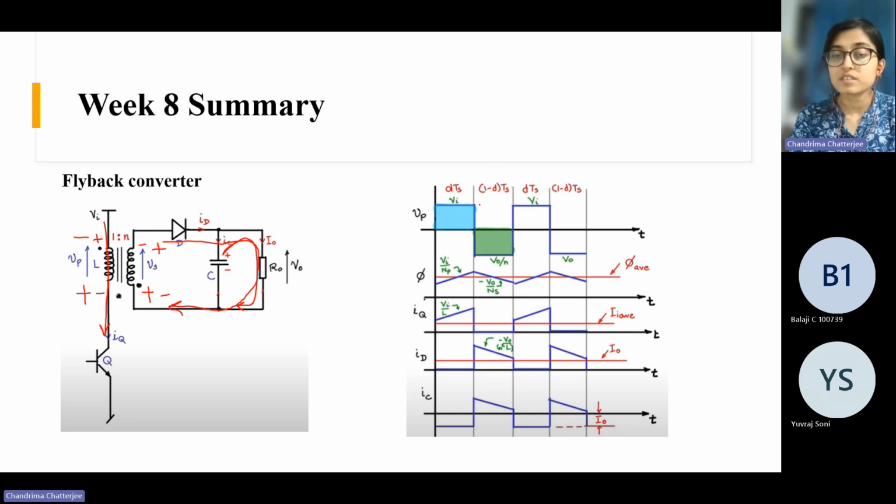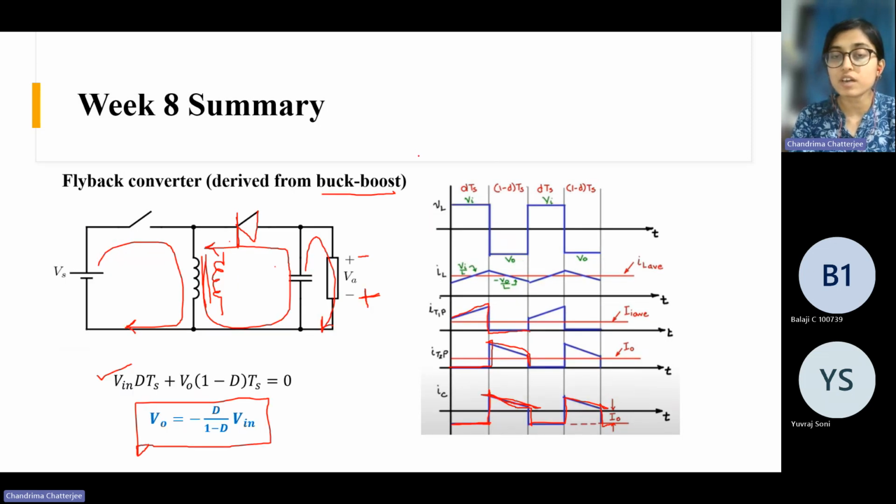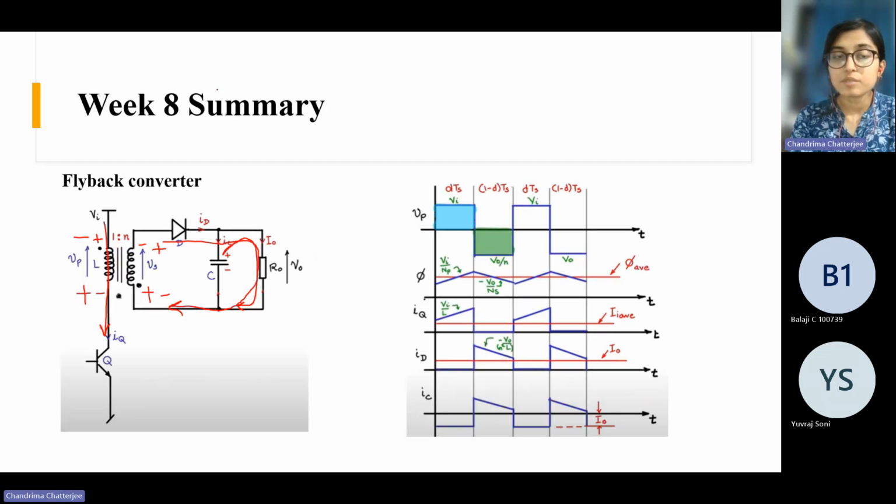It is Vi when the switch is on, and it is V naught by N because of this 1 is to N transformer ratio. Here it was Vi and V naught. Here it is V naught by N because of this turns ratio. And this is the flux waveform. So the flux rises here and it goes down and comes back to the same position. Again it rises and comes back to the same position. This is the average value, suppose.